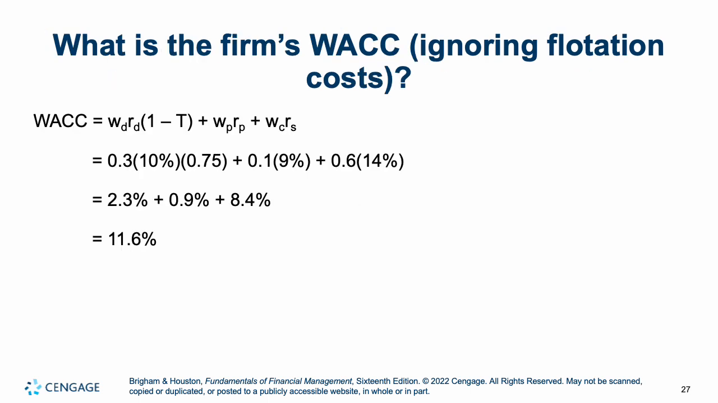So in this case, what is our WACC if we ignore flotation costs? We're going to go with the 14% number, say we're using retained earnings. In this case, 30% debt times our debt return times 0.75, because it's tax deductible, 1 minus our tax rate, plus 10% times our 9% return on preferred, and then 60% times our 14% return on equity. And you get a weighted average cost of capital of 11.6%.